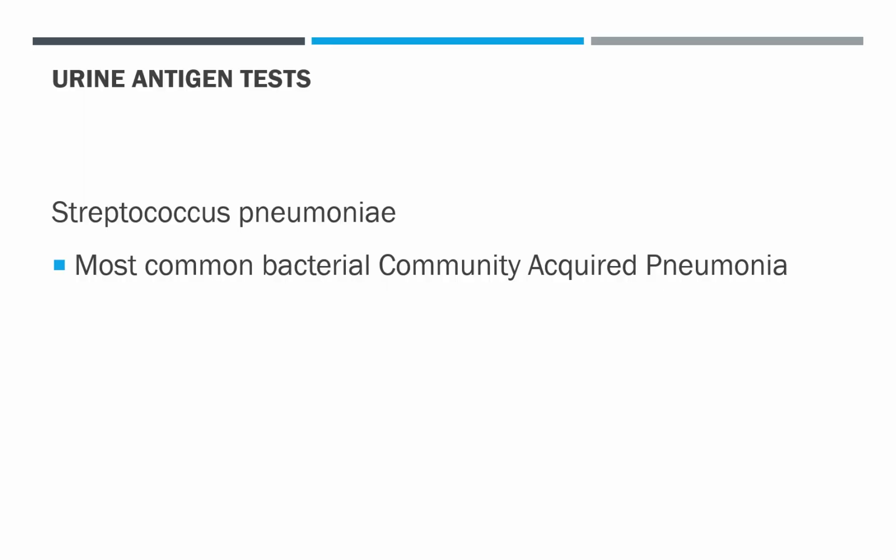Some of the common tests that are used, and these can be quite important. In this case, Streptococcus pneumoniae. This is the most common cause of community-acquired pneumonia, so this would be very valuable. Positive test has very high specificity. You can be pretty sure that if it's positive for the Streptococcus pneumoniae antigen, that's what it is.